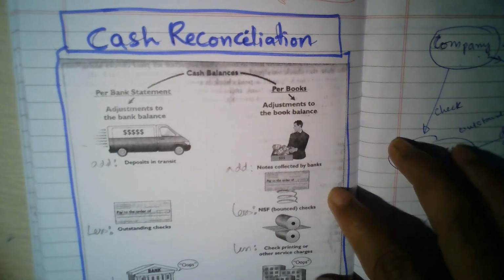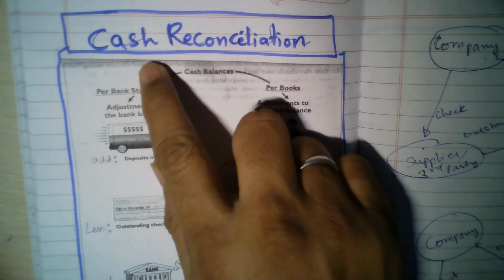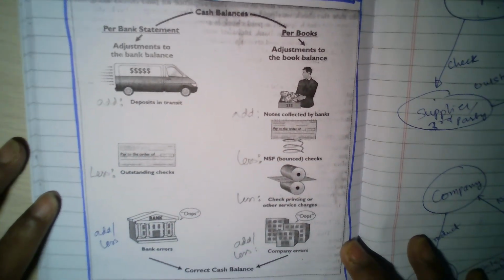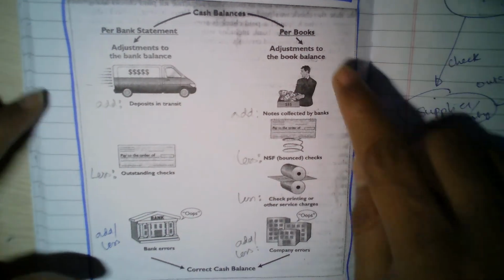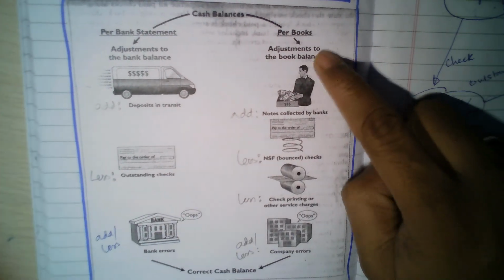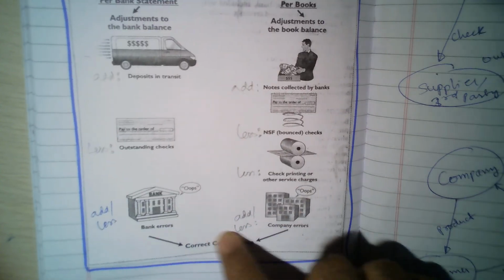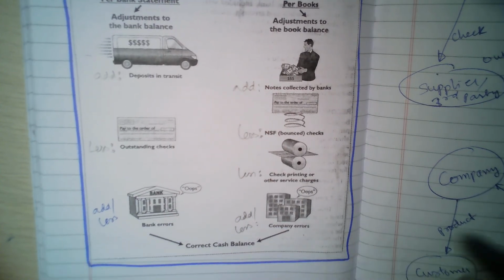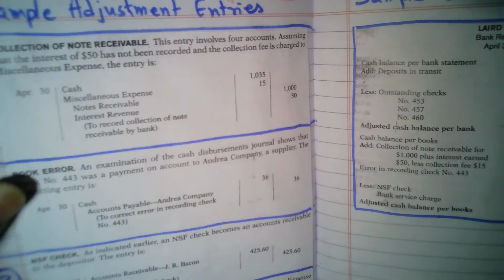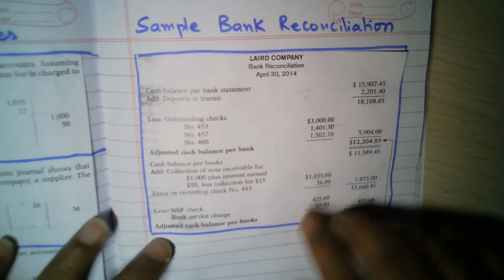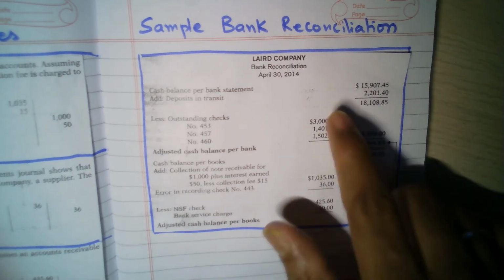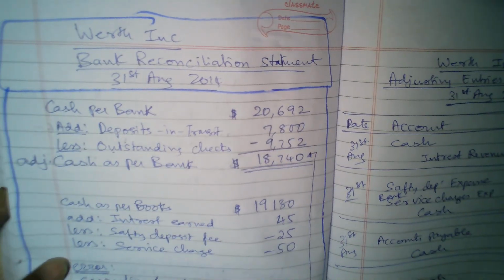Finally, for the time being I will stop the videos on this playlist called cash reconciliation, and this is the main diagram on how to do cash reconciliation. You have the bank statement on the left side with the adjustments and corrections. You have the books on the right side with the adjustments and corrections. Finally you reconcile both the cash, bank cash and your company's cash. And I have shown four different types of adjustment entry samples, and then a sample of how the reconciliation statement looks. These are all taken from the textbook, and based on that we have solved some problems, including this problem we solved in the end.